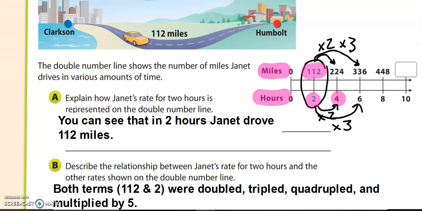So question C says to complete the double number line. There's only one thing missing, and that's this term right here. It's 560. And there's really 2 ways you could have gotten that. You could have done 112 times 5, which is a quick way to get that. Or some kids notice that along the top here, you're just adding 112. 112 plus 112 is 224, plus another 112 is 336, so on and so forth. So that answer would be 560.